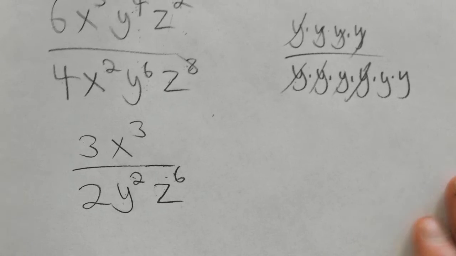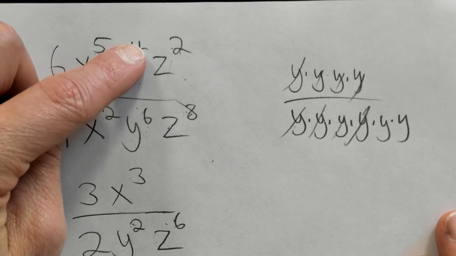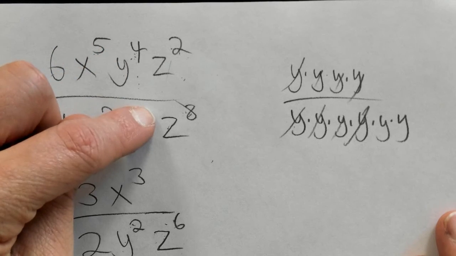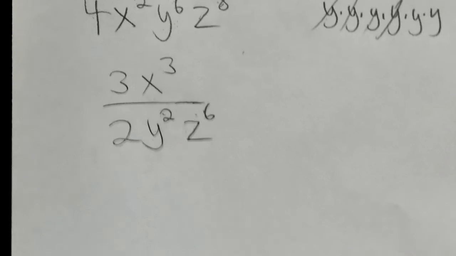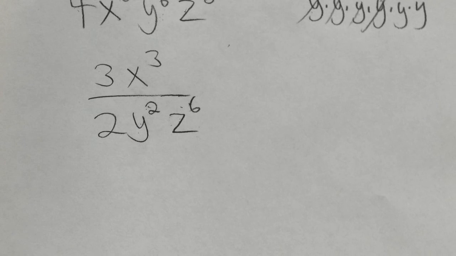Or another way you can think about it, like I said again, if I've got 4 y's on the top and 6 on the bottom, when they cancel, I'm still going to have 2 y's on the bottom, y squared on the bottom of the fraction. So that's the way that you can consider that.